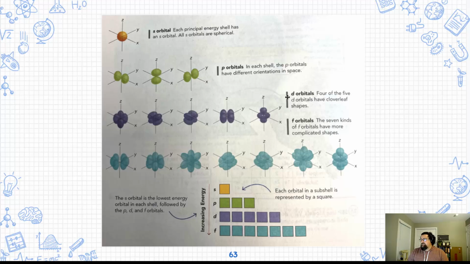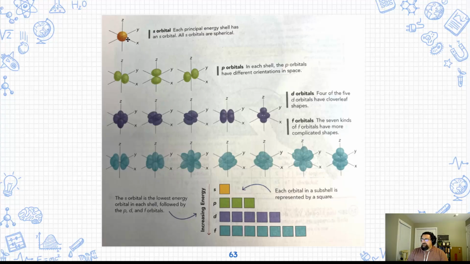Then you get into the d orbitals, and these get a little bit different looking. Four of them kind of look like a clover, a four-leaf clover, with the one looking a lot weirder. And then we get into the f orbitals, and I'm not even going to begin to try to explain this. We're really not going to talk about this a whole bunch.